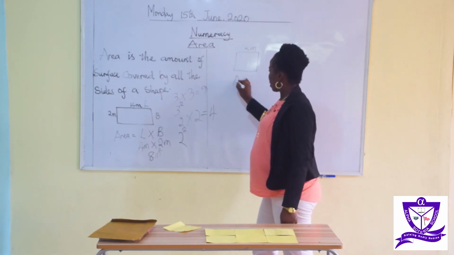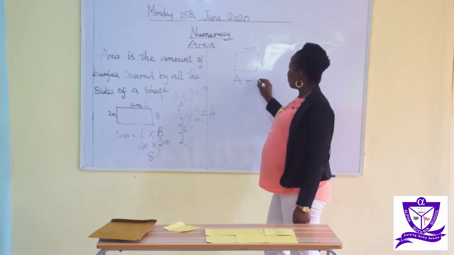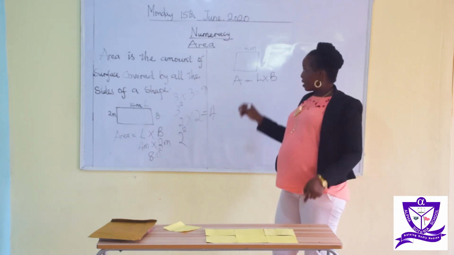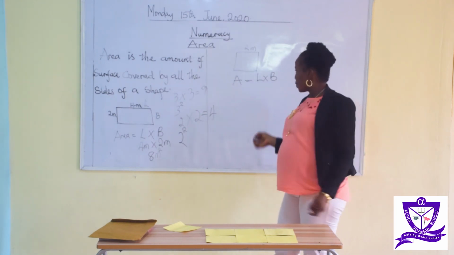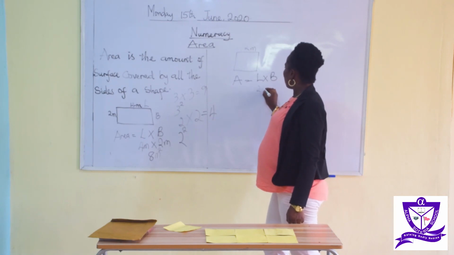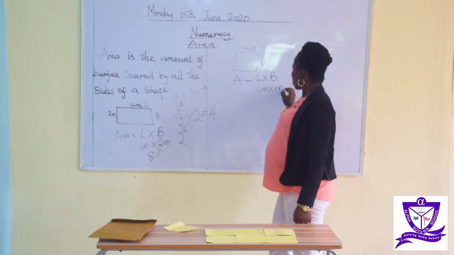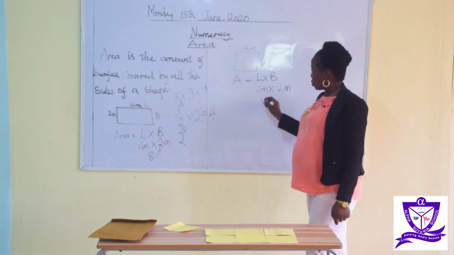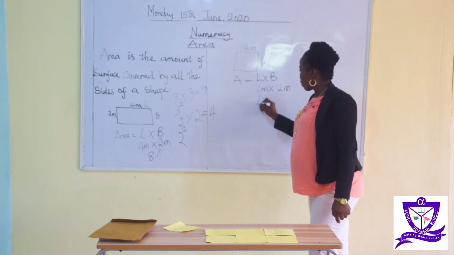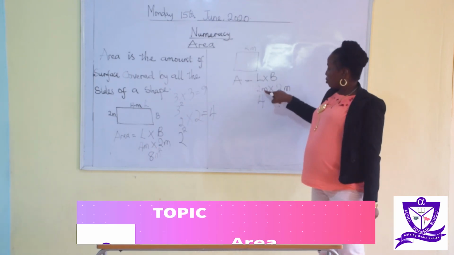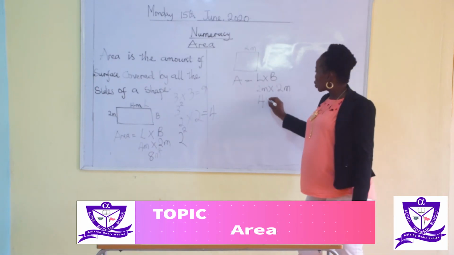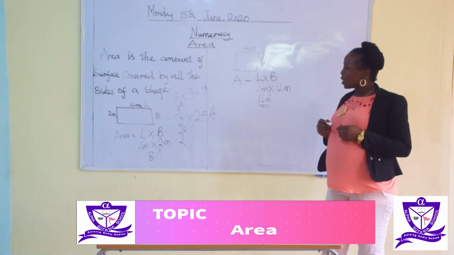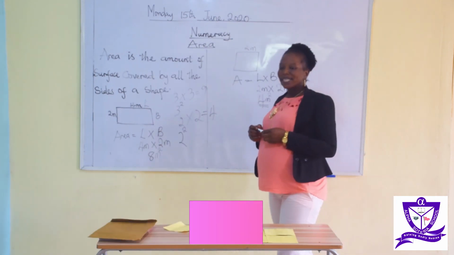So the area of the square in this case will be length multiplied by breadth. But don't forget that the length and the breadth of a square are the same. So it's going to be 2 meters multiplied by 2 meters. So what is 2 times 2? It's going to be 4. Okay? Now, meters multiplied by meters will give us meters squared. Can you see that it is as simple as A, B, C?